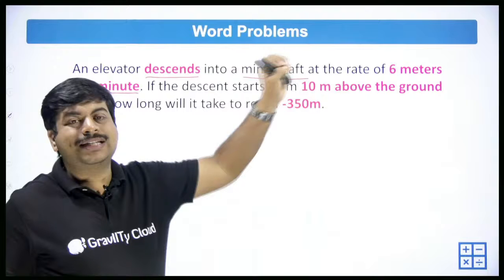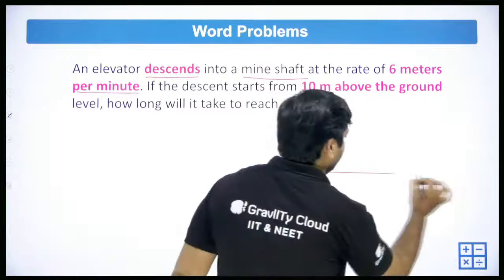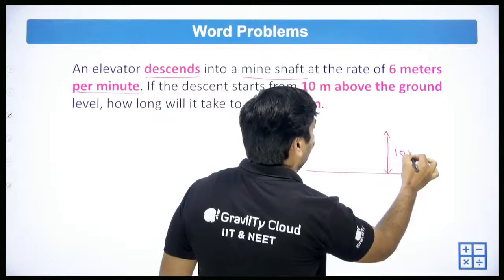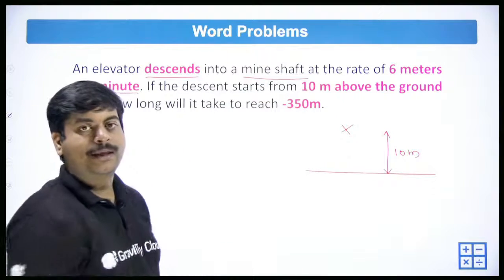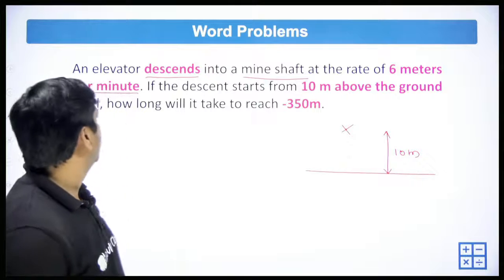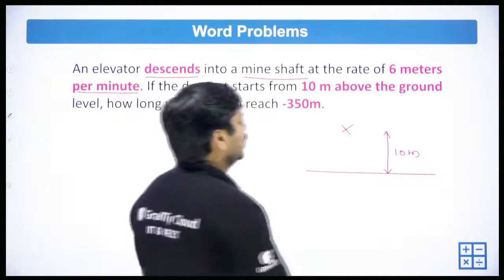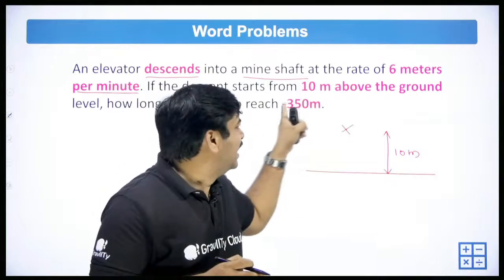If the descent starts from 10 meters above the ground, okay, so this is the ground here we were having. So above the ground, we are starting from 10 meters. From this point, the elevator is moving down. How long will it take to reach minus 350 meters? Minus 350. So you need to understand what this negative is.